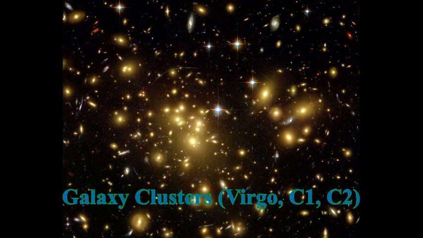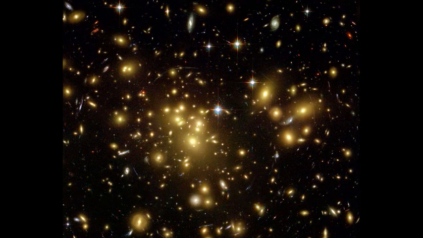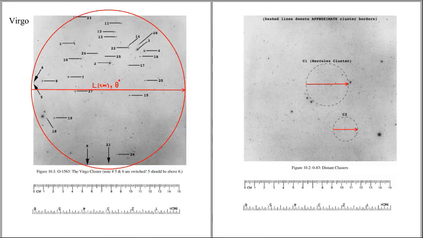Let's talk about galaxy clusters, Virgo, C1 and C2. Clusters are a big collection of galaxies. We have hundreds of galaxies, thousands of galaxies inside a cluster. There are three clusters in your assignment, Virgo left and C1 and C2 right hand side.